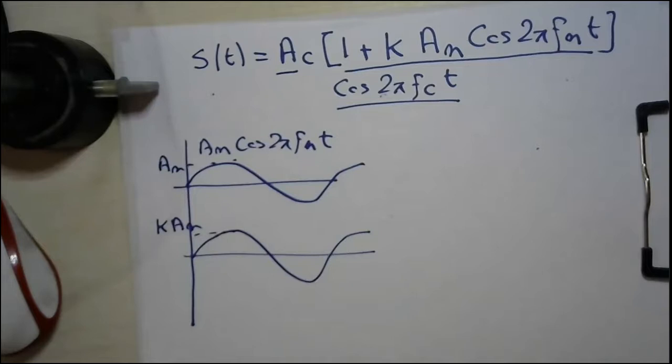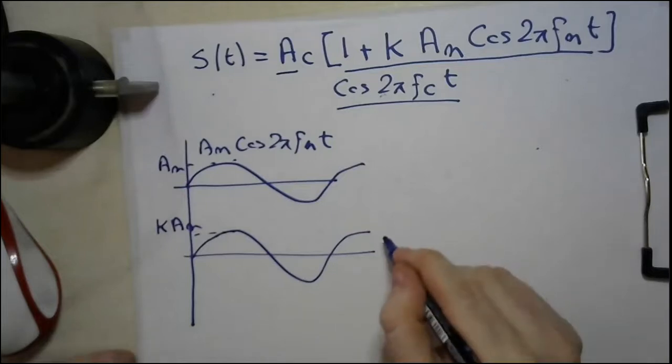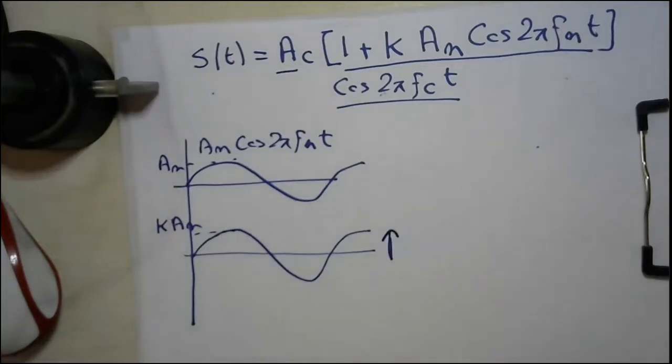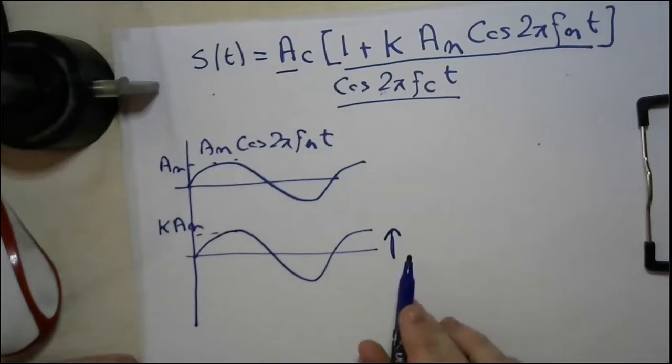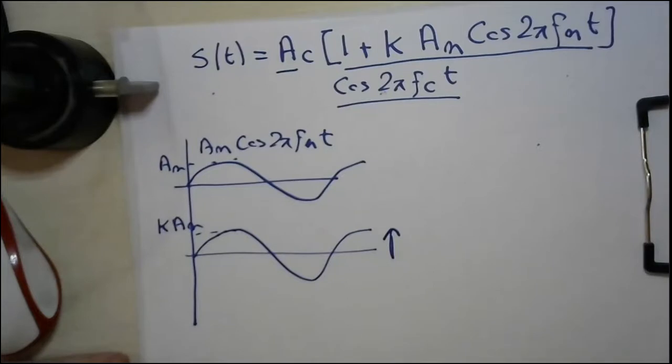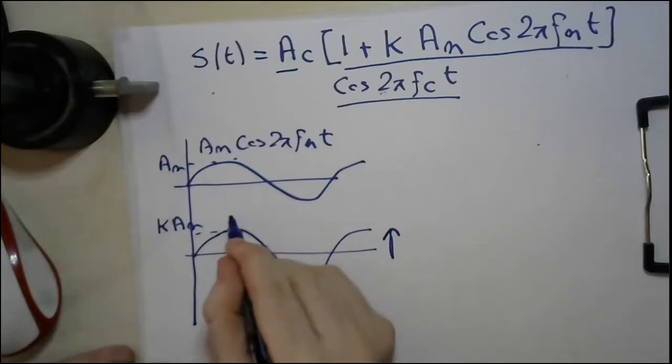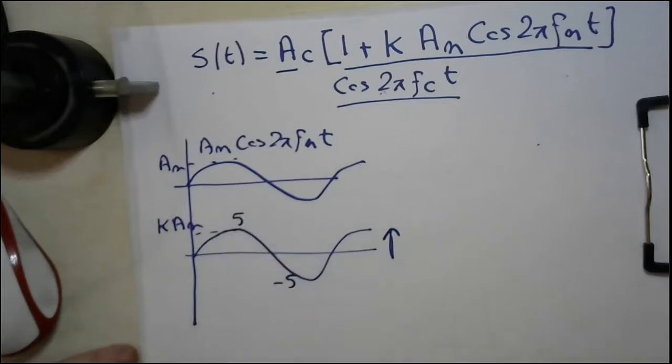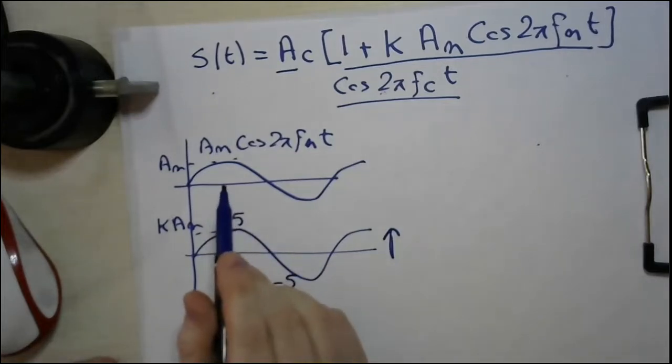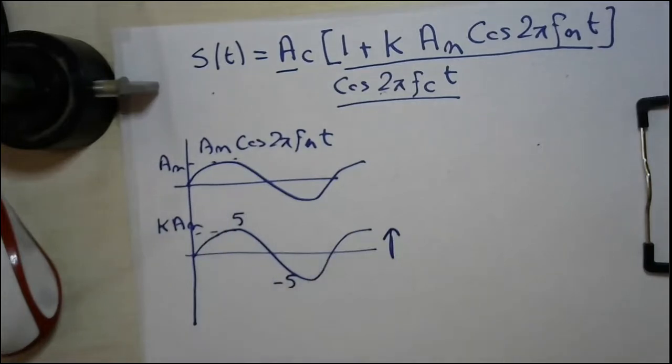That's all. This is the only difference. Then you add 1. Here you have to stop. Adding 1 is simply shifting this signal upward. Again, adding 1 is simply shifting this signal upward. Why? Let's make it with a very simple example. If I told you that this is 5 and this is negative 5, and I add 1, then 5 will become 6 and negative 5 will become negative 4. Very simple. You just shift it upward.